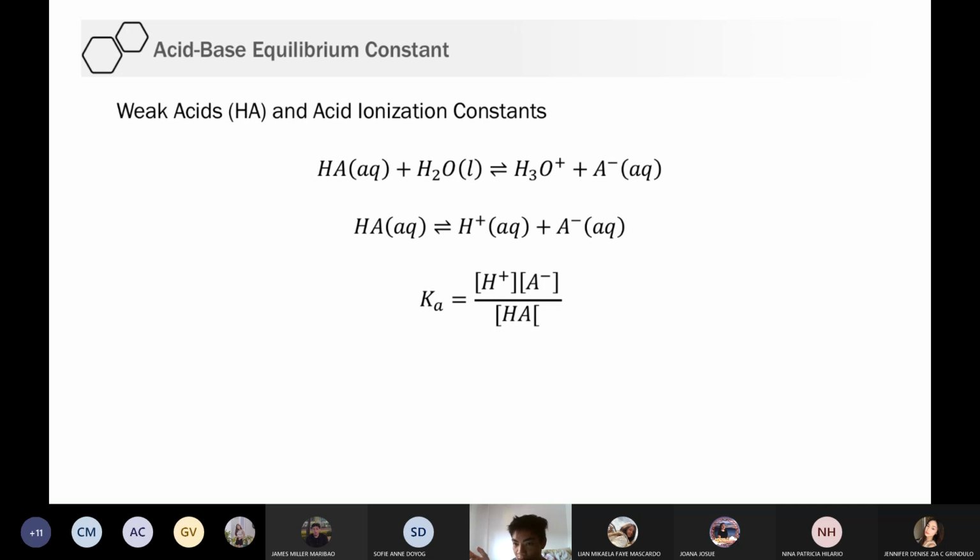We have the Kc, the equilibrium constant in terms of concentration. We have the Kp, the equilibrium constant in terms of pressure. We have the Kw, the equilibrium constant in terms of water ionization. And we have the Ka, which is the equilibrium constant for acids. So ito yung Ka ng ating acid.